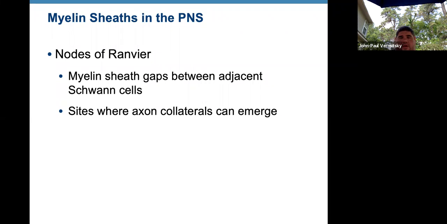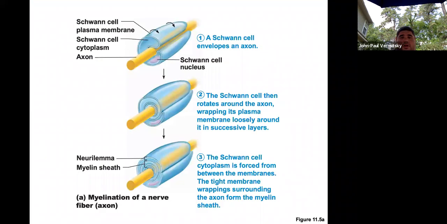The nodes of Ranvier, these are the exposed sites between the myelin sheath. And this is where you will actually end up seeing the saltatory conduction and the action potential occurring. So here you can see Schwann cells wrapping around the axon, and that leads to sort of an insulated region of that part of the axon.